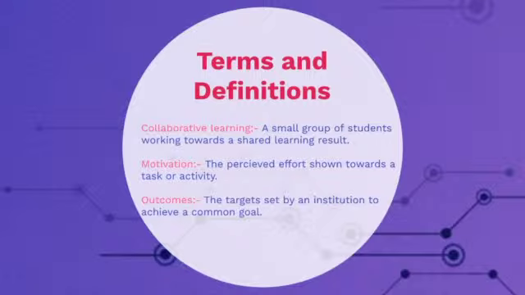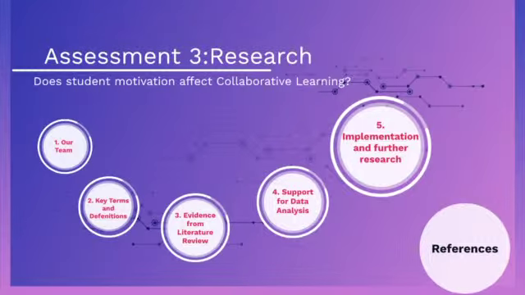The following terms and definitions will be used throughout our presentation today: collaborative learning, motivation, and outcome. Collaborative learning is defined by a small group of students who work together for a shared or similar goal to a task. This does not necessarily mean a key concept, but could be a classroom goal. Motivation is the perceived effort shown towards a task or activity by the students. Outcomes are the targets set by the institution to achieve a common goal. So this could be set by NESA, a teacher, or the student group themselves.